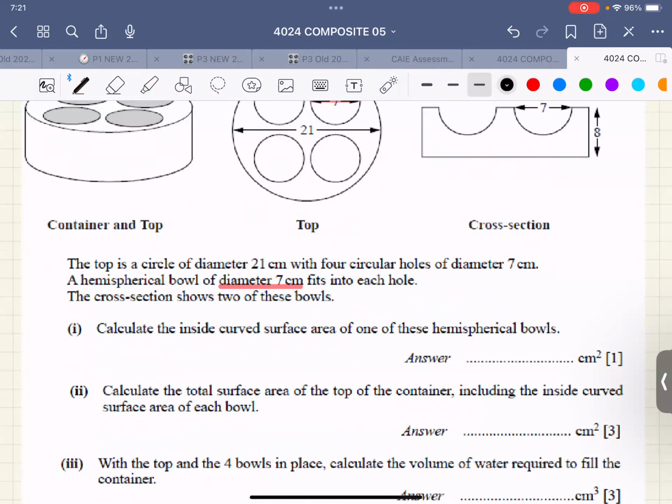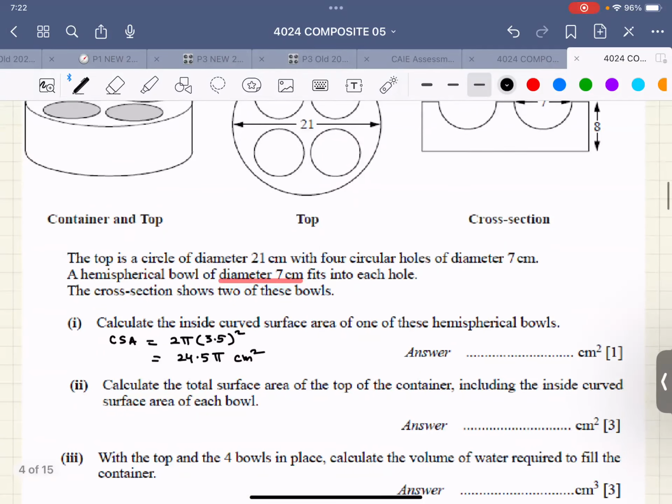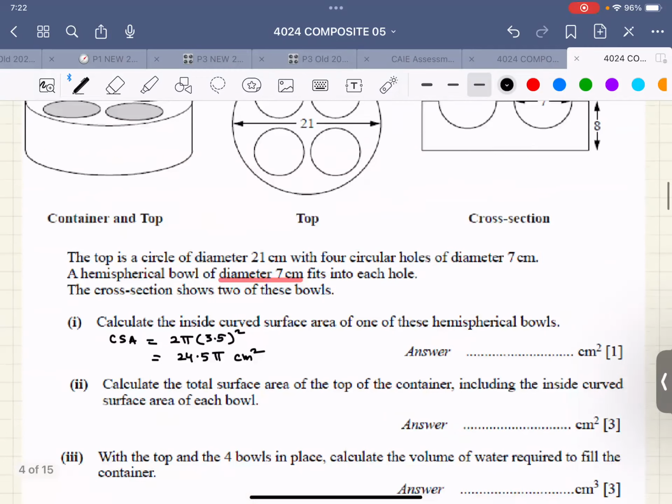So the inside curved surface area is curved surface area, that is 2 pi r square. That is 3.5 square. So first of all, 3.5 square is 12.25 multiplied by 2. That comes out to be 24.5 pi. And this is centimeter square. And what else is there? Calculate the total surface area of the top of the container, including the inside curved surface area of each bowl.